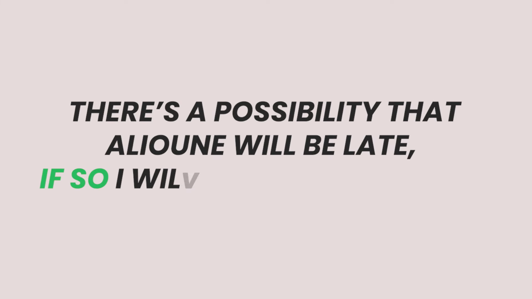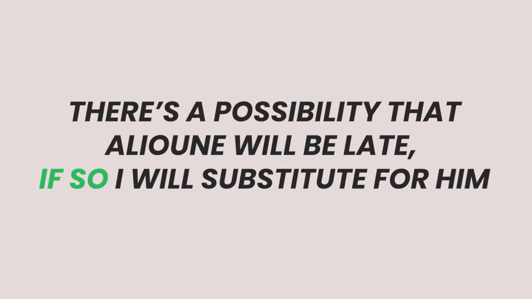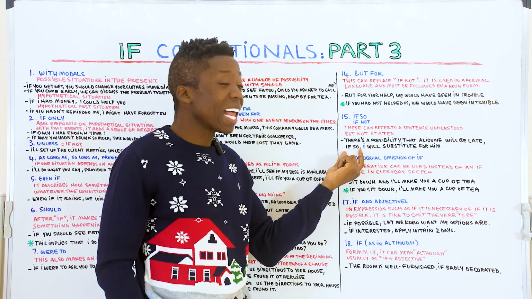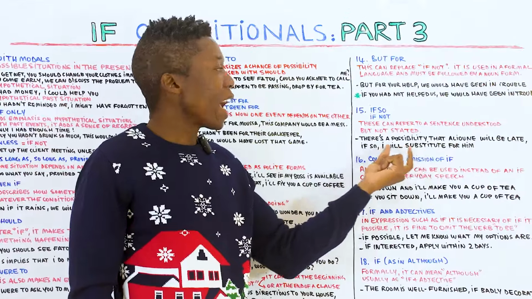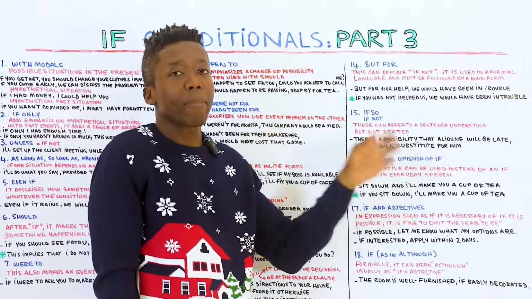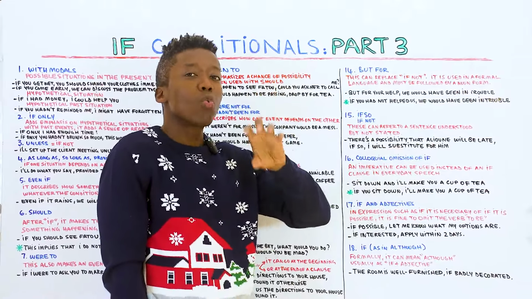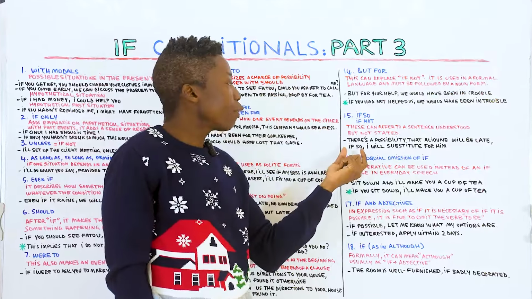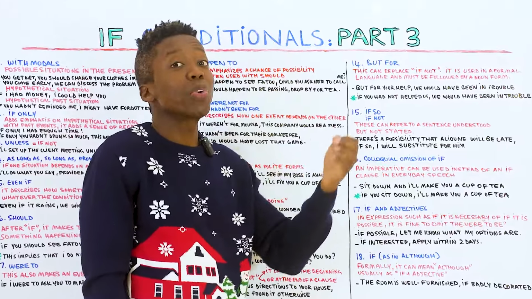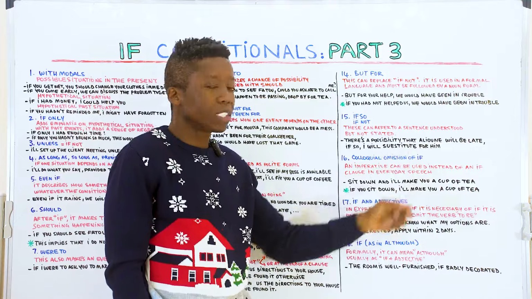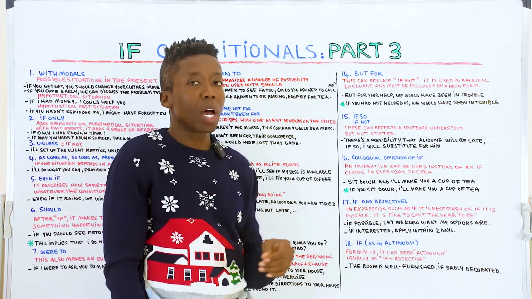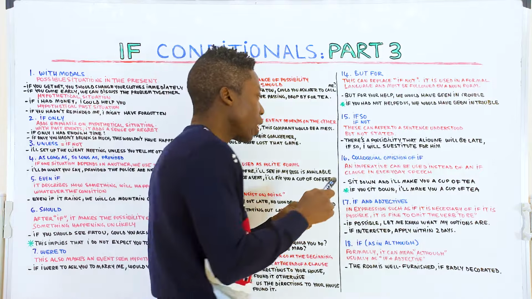For example, there is a possibility that Alioune will be late. If so, I will substitute for him. Meaning that if Alioune is late, I will sub for him. So here, again, it is implied that if so means if Alioune is late, I will substitute for him. Make sense?